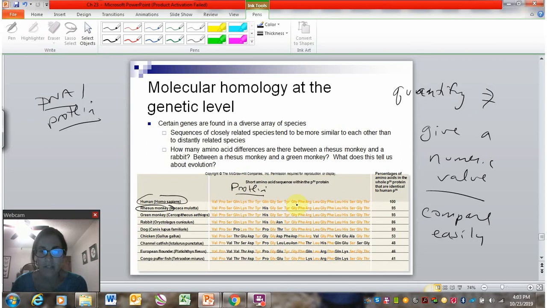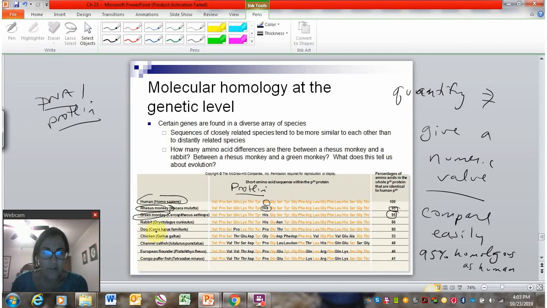Here's the human protein sequence. Here's the rhesus monkey sequence for that same protein. And there's just one difference, okay, in the section that's highlighted here. So when we look at the whole section of the protein, there's actually a 95% similarity to the human protein. So we call this 95% homologous. So the rhesus monkey's protein sequence is 95% homologous, or same, as the human. So comparing it to human, the green monkey is the same, so also 95%.